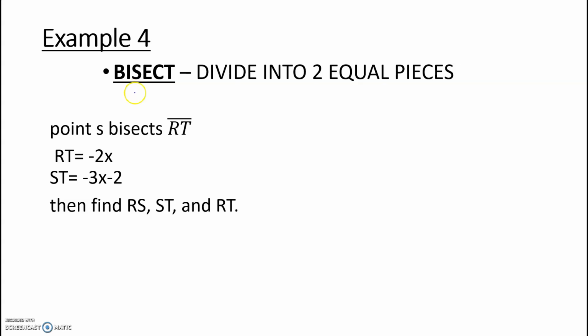Bisect. So bisect kind of goes hand in hand with midpoint. A midpoint does bisect. So it cuts a line segment into 2 equal pieces. So you can bisect angles, you can bisect segments. So let's read this. Point S bisects line segment RT. So let's draw a picture. I don't see a picture. So we have a line segment RT.